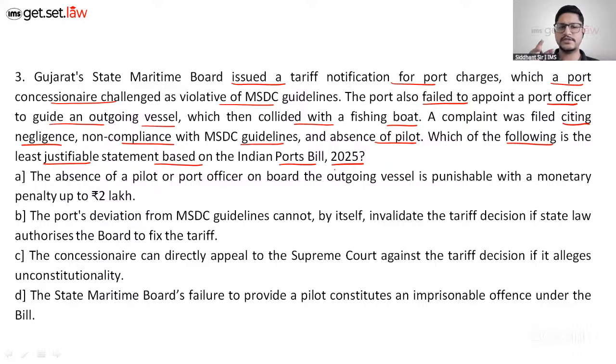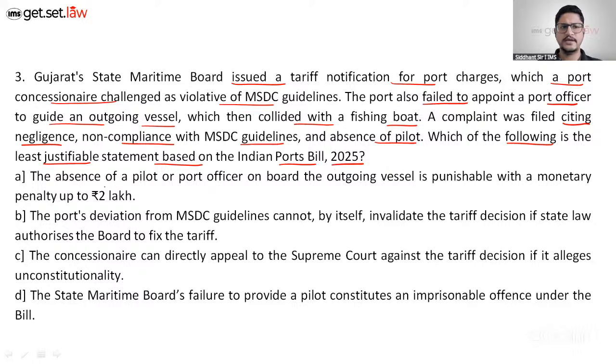Now, this type of question is meant to be left because the facts are not clearly stated, and intentionally these facts have been created this way, okay? So that you read it initially, then you go to the next line and you get confused.